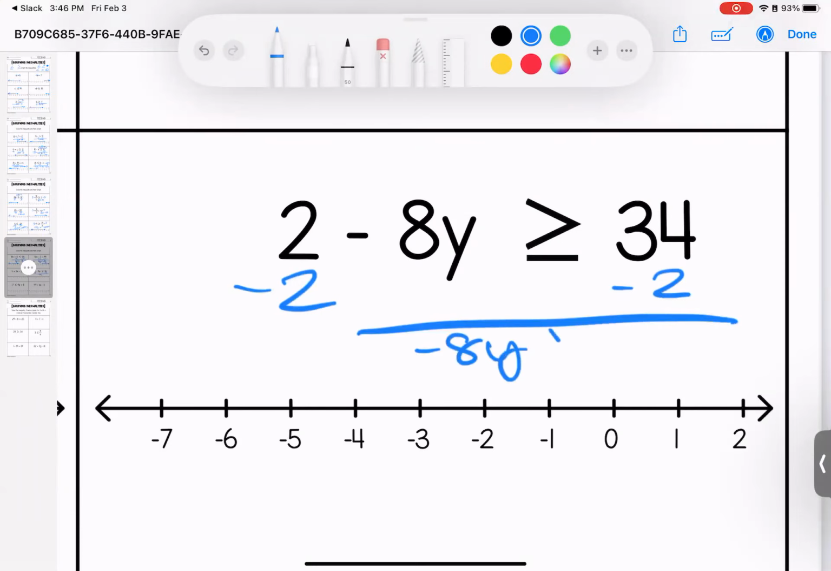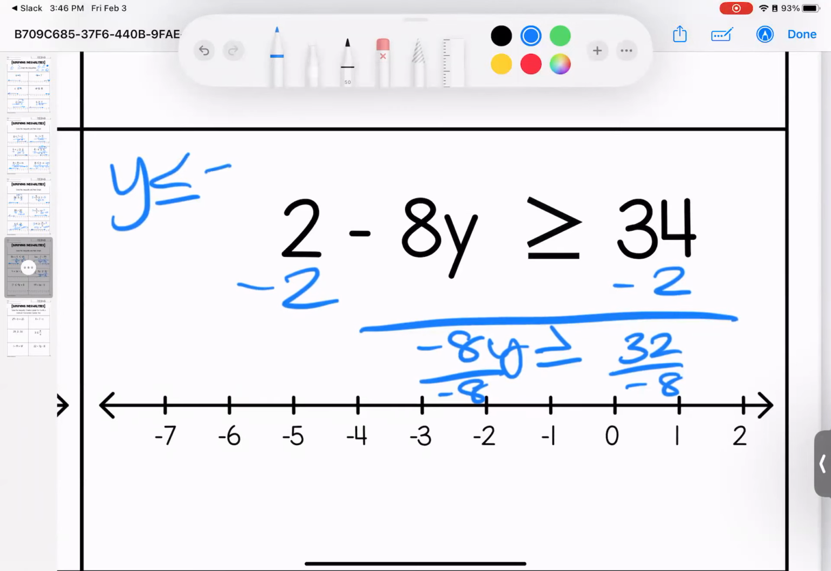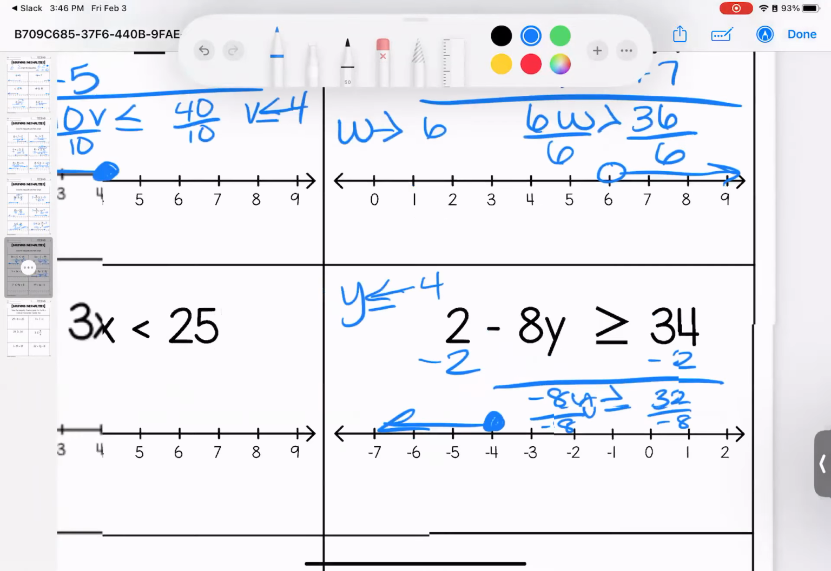Negative 8y is greater than or equal to 32. Divide both sides by negative 8. Remember, dividing by a negative flips my sign. This becomes y is less than or equal to negative 4. Show me my arrow, fill it in. Arrow goes to the left.